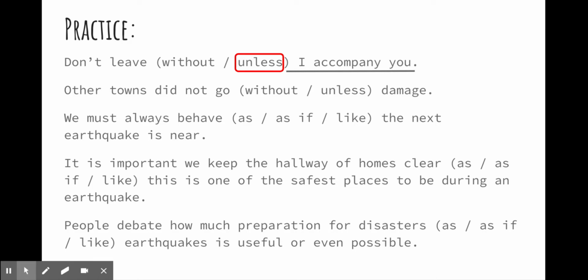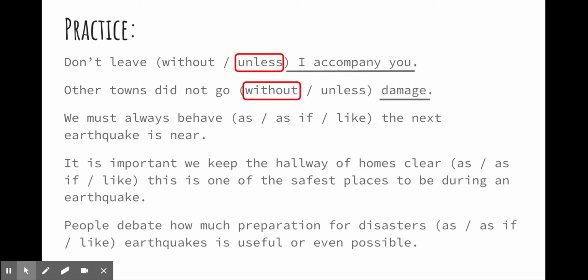The second one, other towns did not go without or unless damage. Which one is correct there? Hopefully you picked without. Now, besides the fact that without sounds correct, look at what follows. Damage. Without damage. That can only be a prepositional phrase. It can't be a clause because there is no subject and predicate there. So without damage is your prepositional phrase there. So it has to be without.